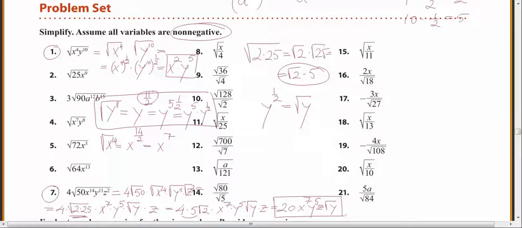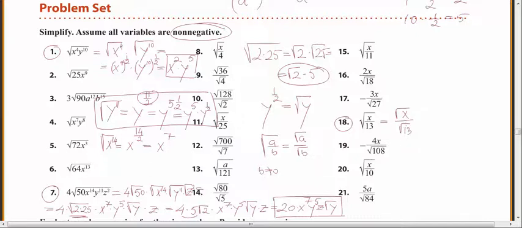How about number 18? Do you guys remember the property? If you have the square root of a over b, well, first of all, b should be different than 0. This is the same as the quotient of the square roots, so the square root of a over the square root of b. Applying that here gives me the square root of x over the square root of 13.